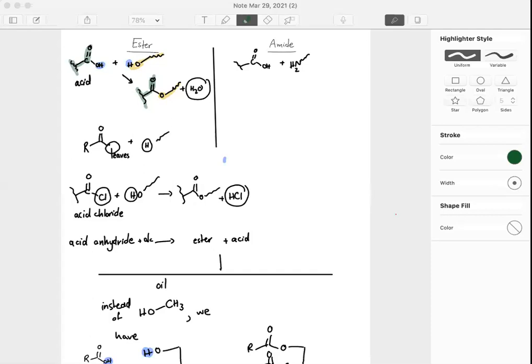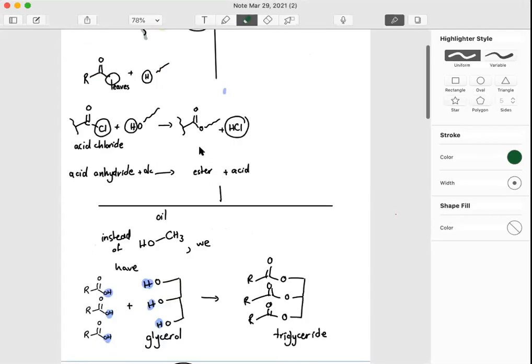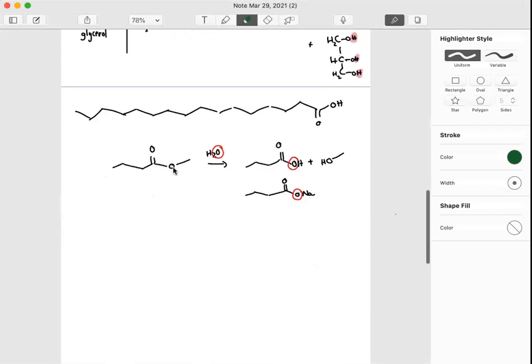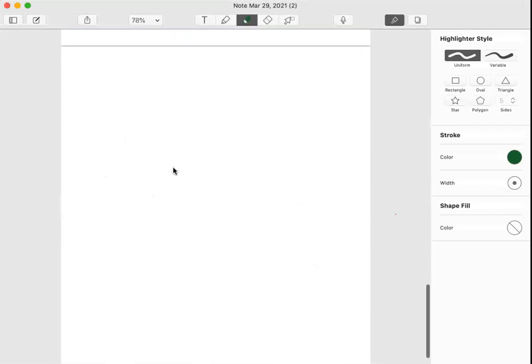All right, so let's try to do a couple of questions here. And all the questions are just based on this concept, that we can build up these and we can do the hydrolysis. All the questions are just based on this. So let's try some of this.